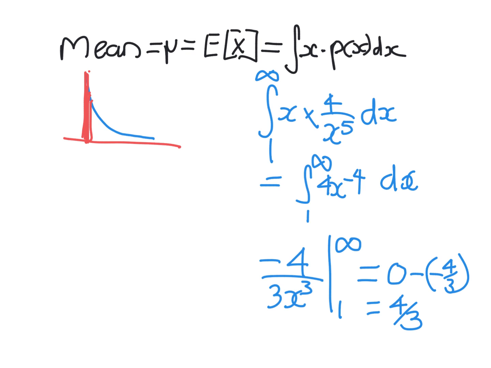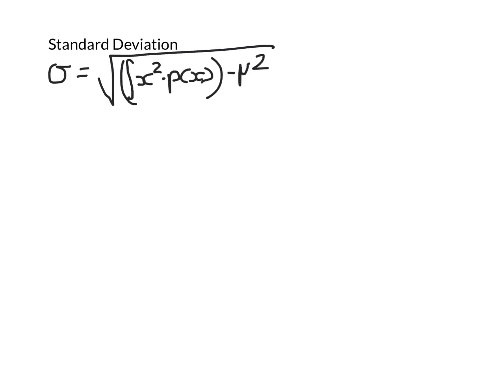All right, let's now go ahead and calculate the standard deviation. So this is the formula for the standard deviation. Note that it involves the mean. So we first need to calculate this here. This is the expected value of x squared. This time we're integrating x squared times the PDF, which was 4 over x to the power of 5. So once again, we're going to integrate it over all the values that x can take.